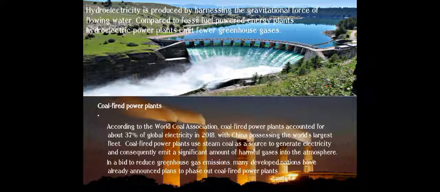The third one is the coal-fired power plants. According to the World Coal Association, coal-fired power plants accounted for about 37% of global electricity in 2018, with China possessing the world's largest fleet. Coal-fired power plants use steam coal as a source to generate electricity and consequently emit a significant amount of harmful gases into the atmosphere. In a bid to reduce greenhouse gas emissions, many developed nations have already announced plans to phase out coal-fired power plants.